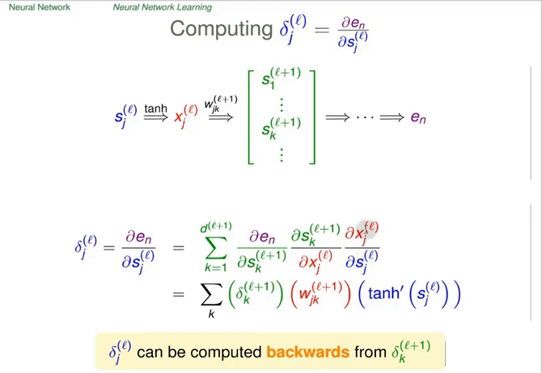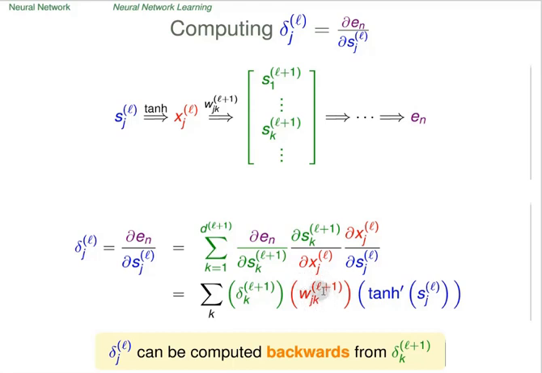What about this one? The partial of X at L with respect to S at L will be the derivative of the hyperbolic tangent, the activation function that we are using. So the main finding here is that the delta at L will depend on delta at L plus 1. This is the main finding. So the partial of in-sample error with respect to the signal at layer L has the following three terms. So delta L depends on the calculation of the delta at L plus 1 layer.